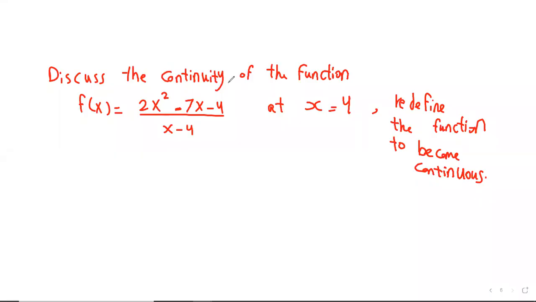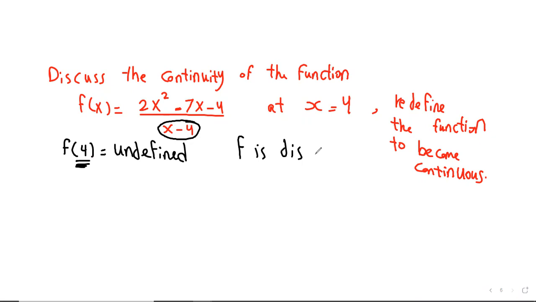Discuss the continuity of the function here. To discuss the continuity, find f of 4 firstly. So f of 4 is 2 times 4 to the power of 2 minus 7 times 4 minus 4 over x minus 4. We have a problem here. If we put 4 at the denominator, you will get 0. So f of 4 is undefined. Because f of 4 is undefined, the function f is discontinuous.